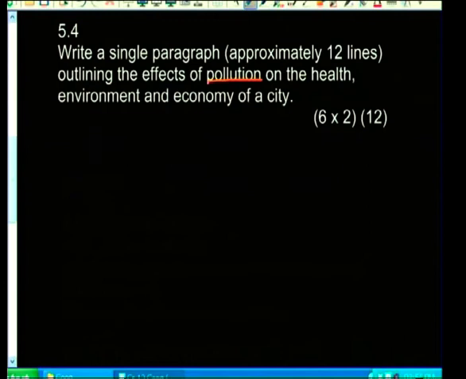They want how pollution is going to affect people's health. They want to know how it affects our environment, and they want to know what impact that will have on the economy. If you just break the question down like that, you will see that there are 3 topics that you can write about and mention 2 points on it.